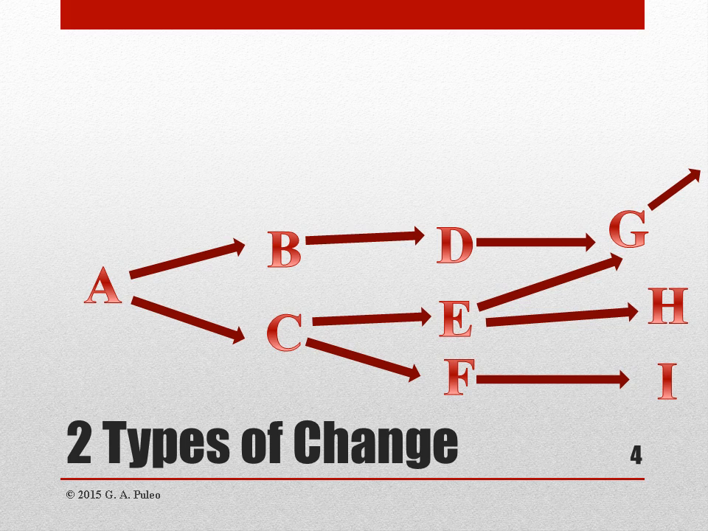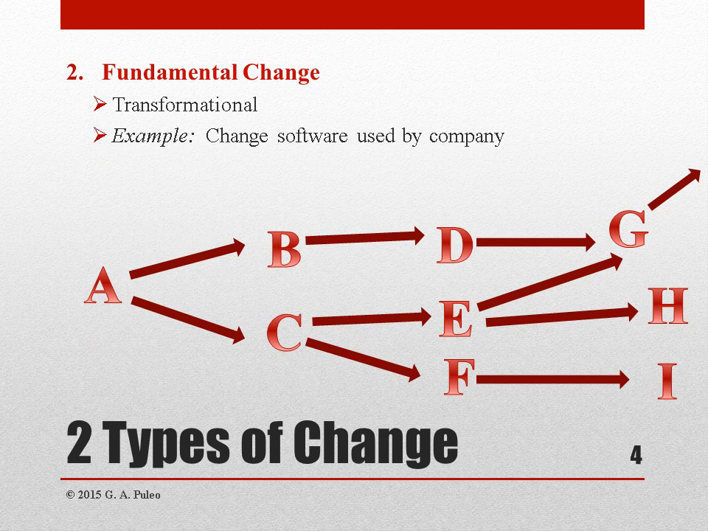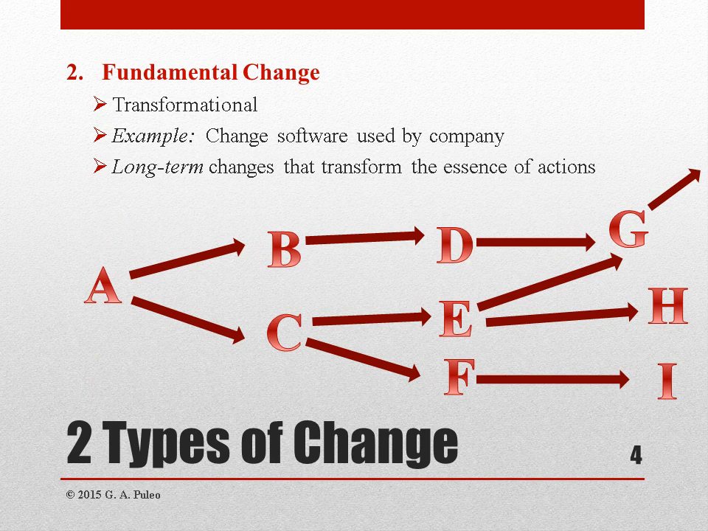In sharp contrast is the second type of change, where you move from A to B or C and then to D, E, F, then G and H and I, and oh goodness, there's so much stuff after that. This is fundamental change. Fundamental change is transformational change. So in incremental change, when you were asked to change the password on your computer, in fundamental change, you're being asked to learn a complete new software program that your company is going to be launching. In other words, the changes are long-term, and they essentially transform the essence of your daily and long-term actions.